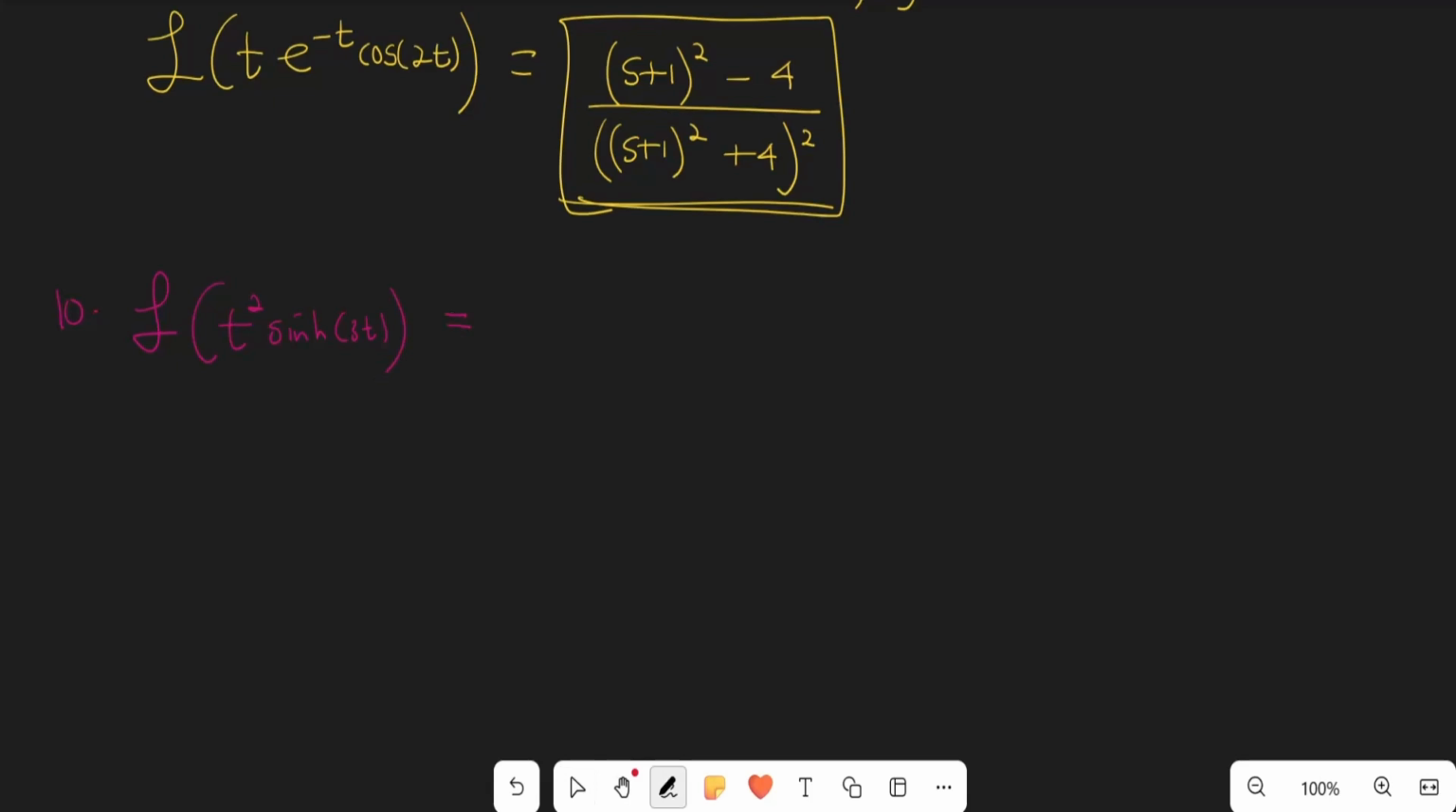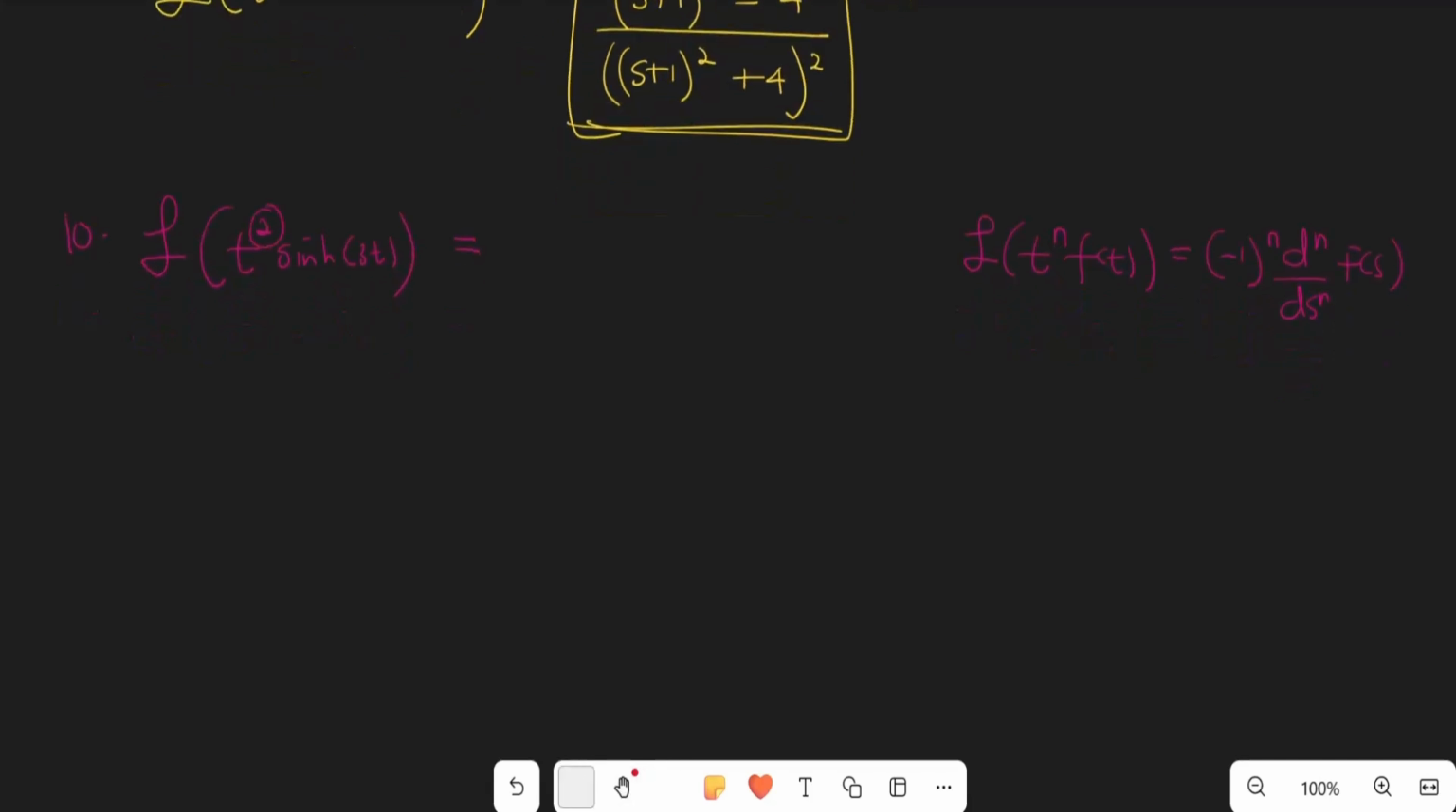So this one is equal to what? We are using the same formula here. The Laplace transform of t to the nth power multiplied by a function is equal to negative 1 raised to the power n, and then the nth derivative with respect to s of the Laplace transform of the function f of t. Now n here is equal to 2 because this t is to the second power, right?